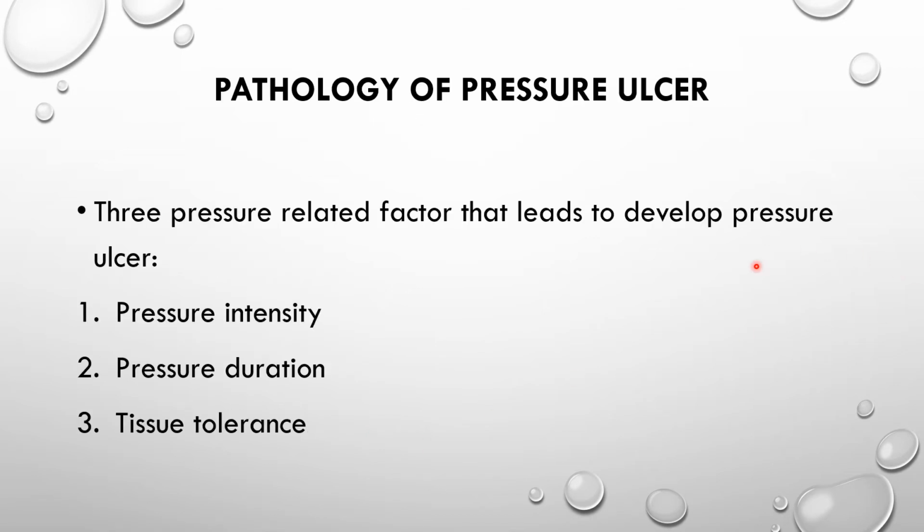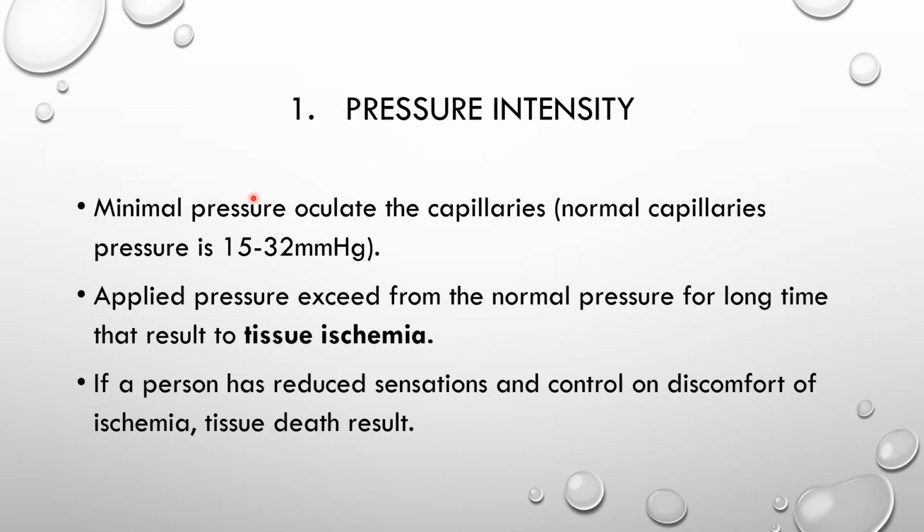Now we see the pathology of pressure ulcer. There are three pressure related factors that lead to the development of a pressure ulcer. First is the pressure intensity, second is the pressure duration, third is the tissue tolerance. One by one we will deal with these pressure related factors. So first is the pressure intensity.